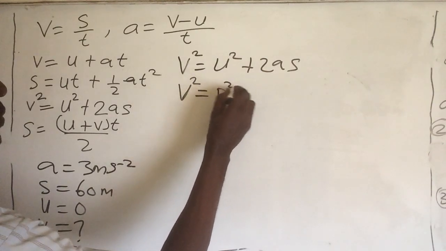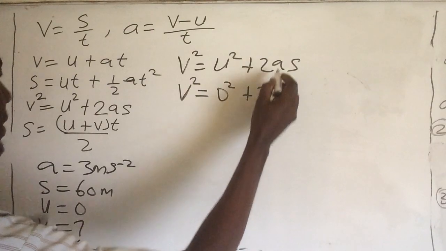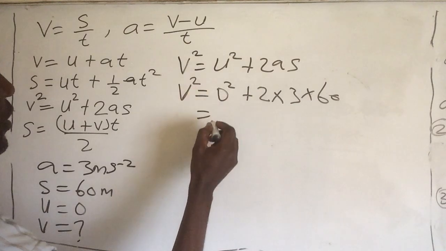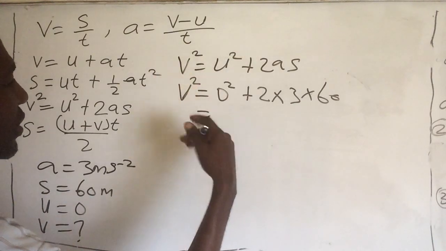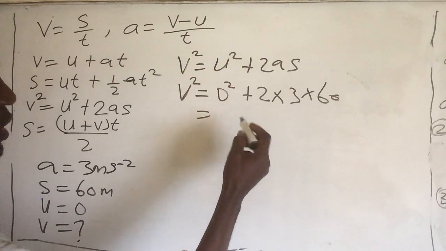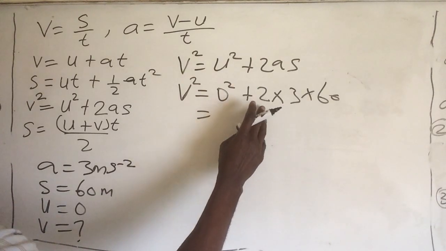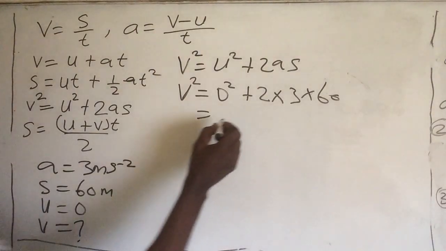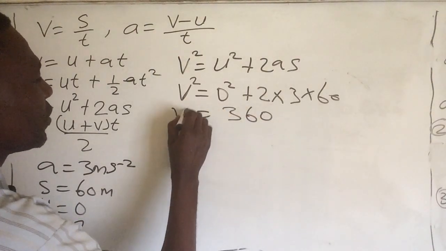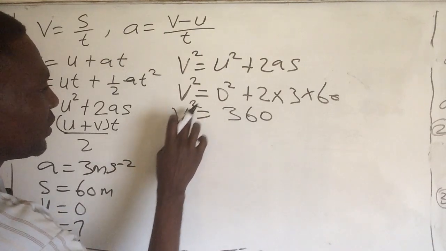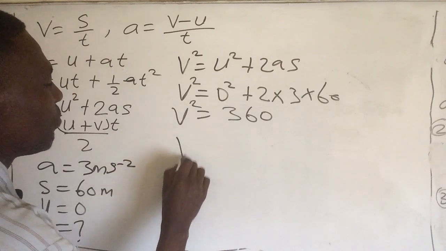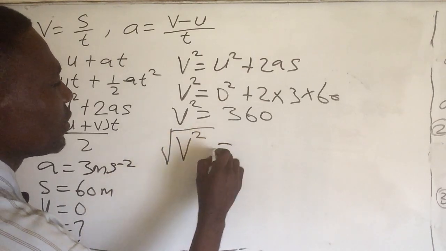Then our U is 0 squared plus 2 times A, which is 3, times our distance, which is 60. 0 squared is 0, so it has gone out. Now you multiply 2 times 3 times 60, and it will give us 360. So V squared equals 360. Now we need V, it's not V squared. We will find a way to remove this square. We find the square root of both sides.